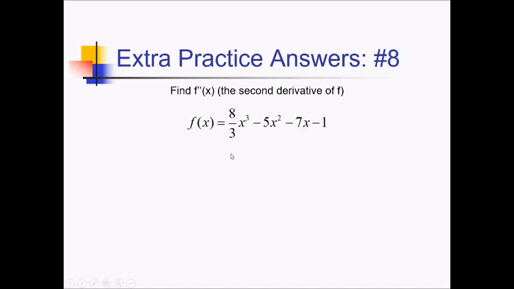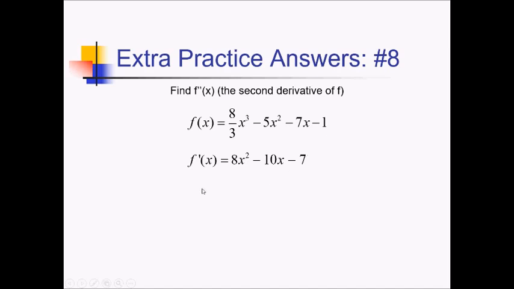On this one, I'm trying to take the second derivative of this polynomial. So let me start by taking the first derivative. Using the power rule, we've got 3 times 8/3, that's 8x to the second, minus, this will be 10x to the first. This will just be minus 7, and that 1 gets zeroed out because it's a constant.